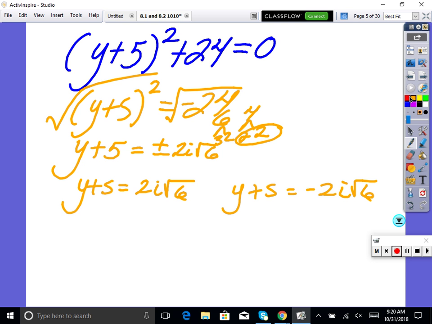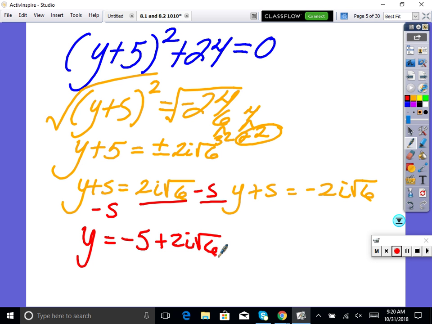So next step is to get y alone. So we'll subtract 5. Now just a question for you. We learned last time complex numbers have a plus bi form. So shouldn't we write negative 5 first? Negative 5 plus 2i root 6. And then we'll subtract 5. So y is equal to negative 5 minus 2i root 6. Two solutions. So it's just combining a lot of stuff we've learned. Simplifying radicals, imaginaries, and whatnot.